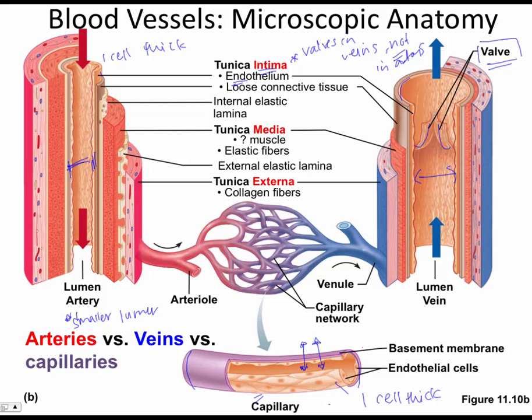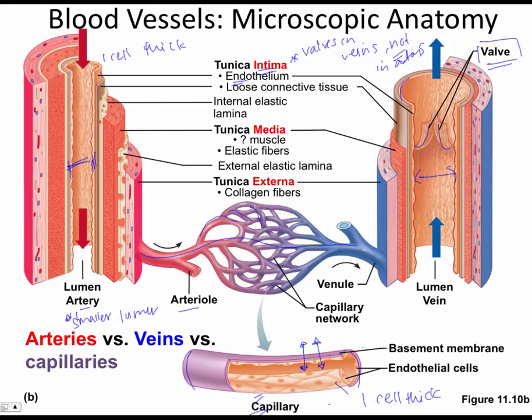Now, we mentioned also another thing about the capillaries. This is where all the exchange occurs. And we can regulate whether we're going to have this direct blood flow from your arteriole to your capillary network, to your venule and back to your vein, or if we're going to allow for exchange to occur. So we'll see that in the next slide.